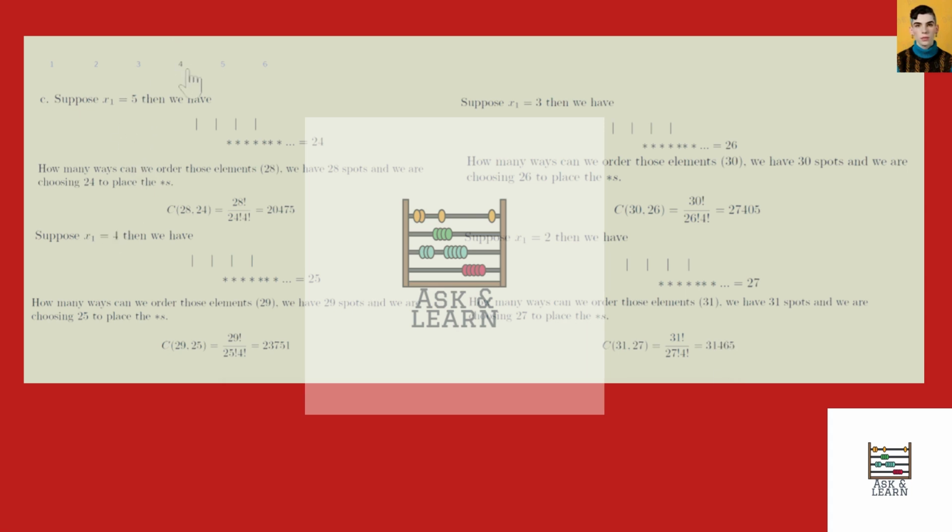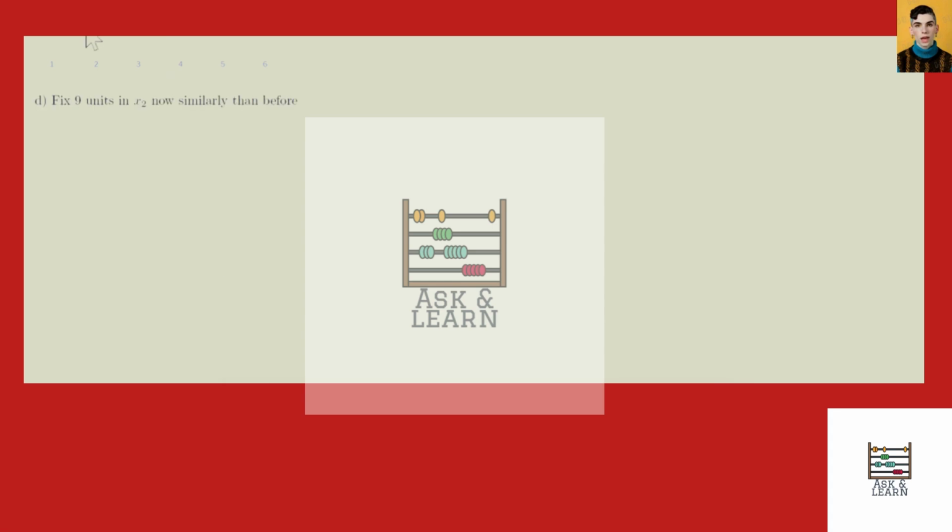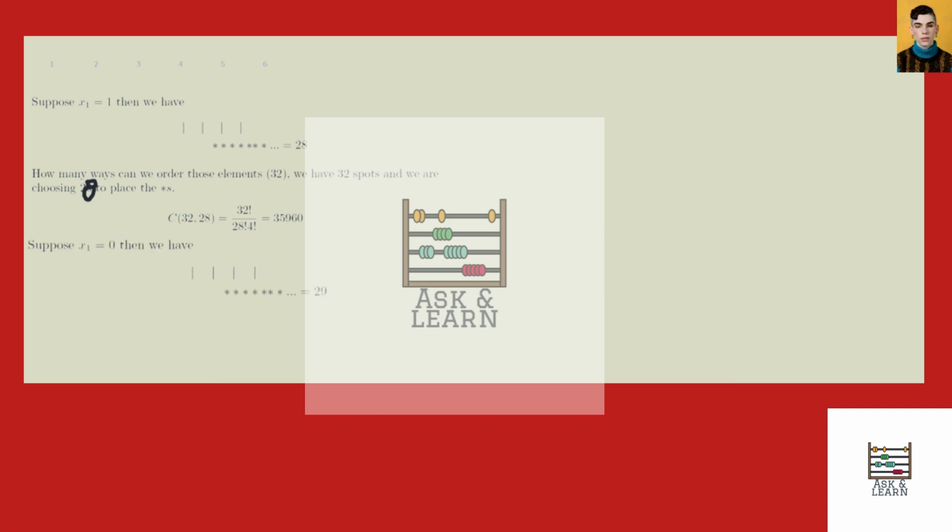Okay, so we need to calculate when x1 is equal to 1. Then we will have 5 places and 28 units to place there. So that will give us 32 spots, 28 elements to place there. Okay, 28 stars to place. That's the combinatorial number C(32,28) that has that value.